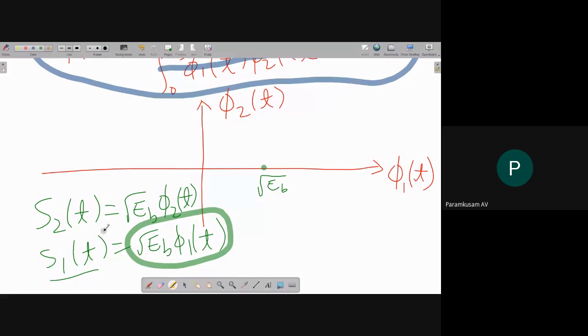Because S1 of t is equal to root Eb into phi 1 of t, no? Root Eb into phi 1 of t. అది phi 1 of t యాక్సిస్ మీద ఉంటుంది ఆ పాయింట్. దాని వాల్యూ ఎంత? phi 1 of t దేంతో మల్టిప్లై చేస్తున్నాం? రూట్ ఈబీతో మల్టిప్లై చేస్తున్నాం. సో రూట్ ఈబీ.